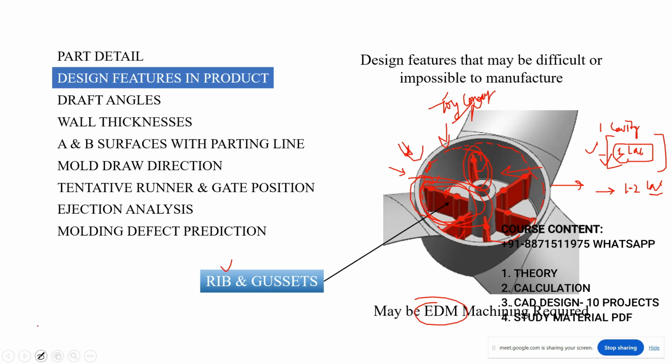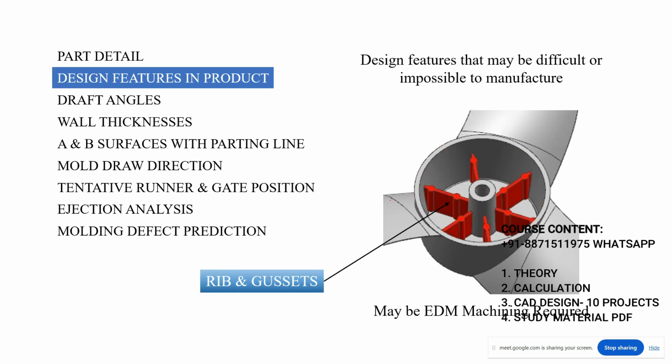Yes, we cannot decide. We have to ask the customer about that. But we can suggest about that. For example, if the component needs strength for this dimension, we can suggest that, right? Yes, sir. We cannot decide, but we have to discuss these things with the customer, always. Understood?